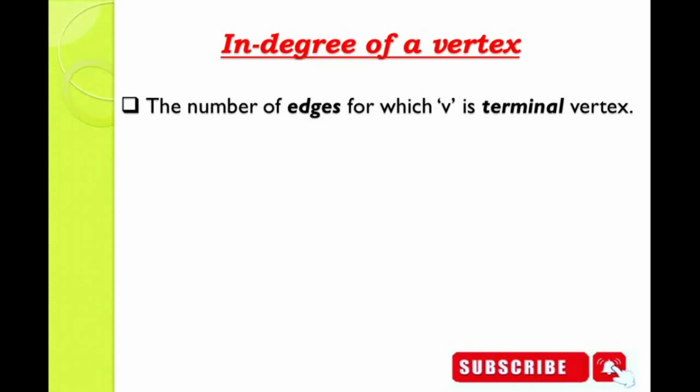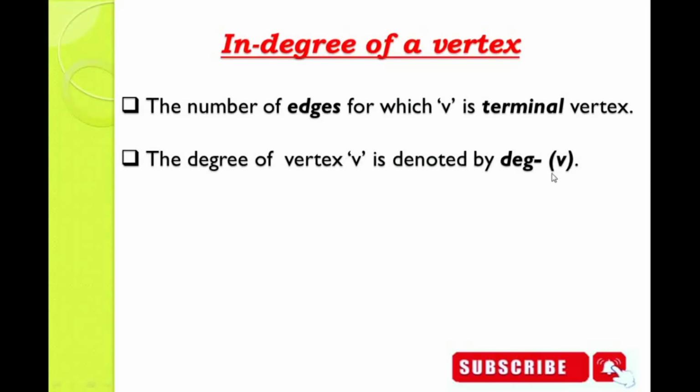Otherwise we can say that the number of edges received by a particular vertex is called in degree, and it is denoted by degree minus of v. V is called the vertex. Okay, so let us see the mathematical notation: the number of edges for which v is the terminal vertex. Terminal is called the end vertex. That is called in degree, and it is denoted by degree minus of v.